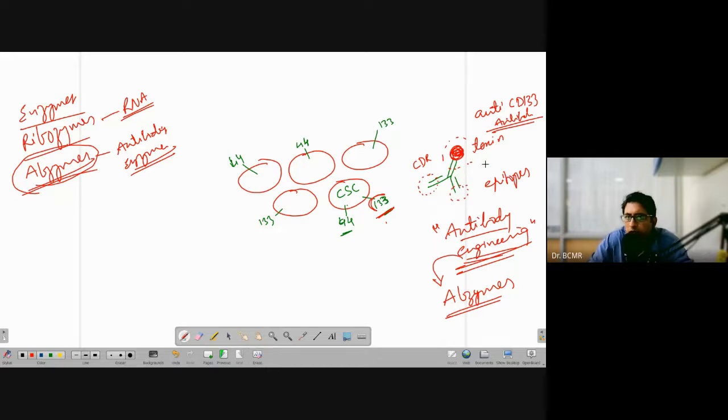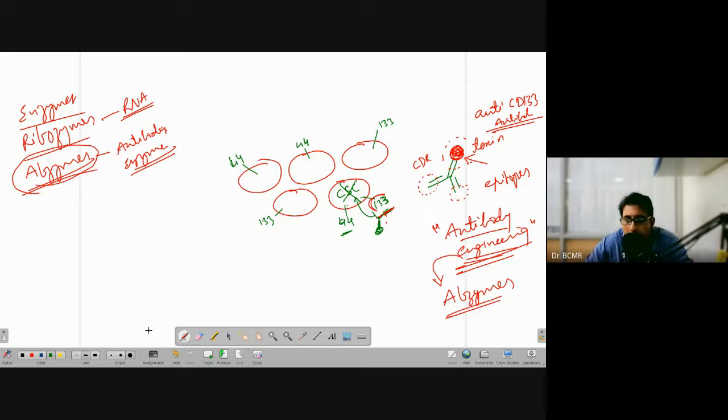There you can engineer the antibody to conjugate a toxin or a radionuclide or something like that. The antibodies are likely to bind here, and they might be internalized. Okay. And then the toxin will be delivered there, and the cancer stem cell would be killed.